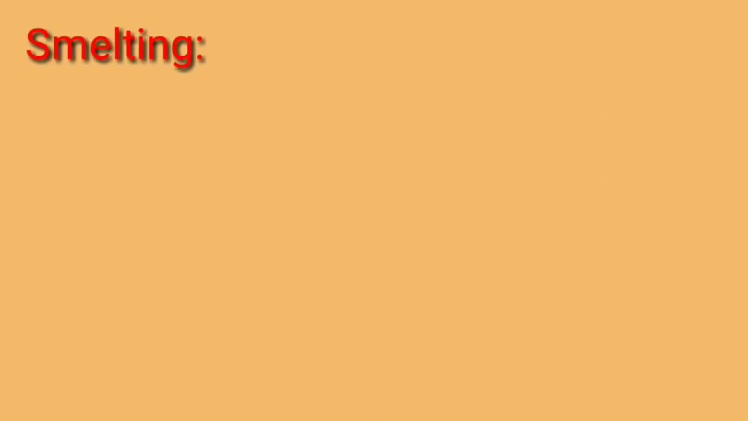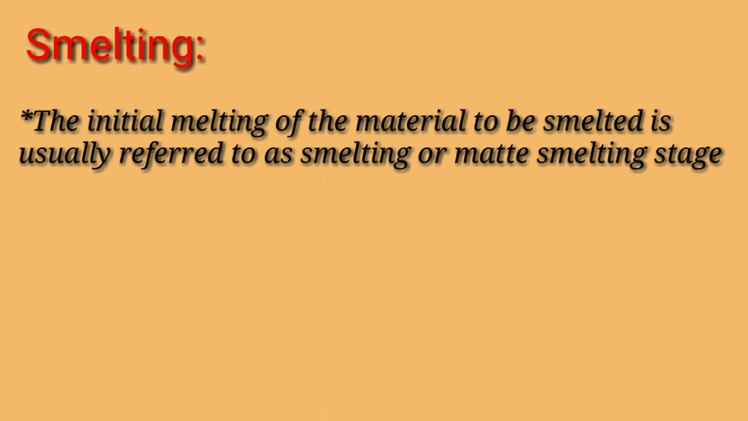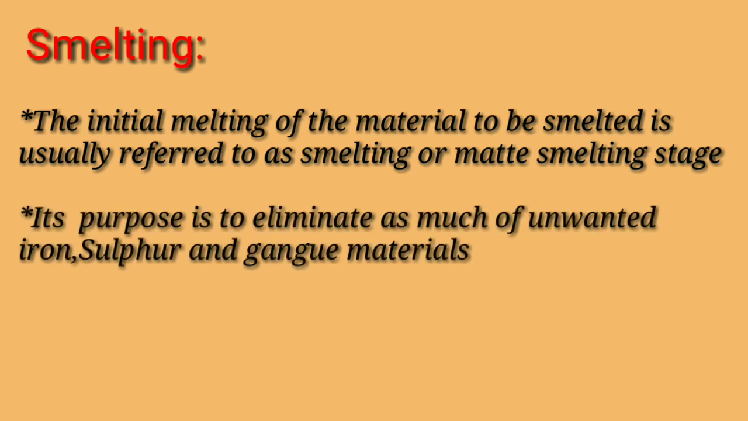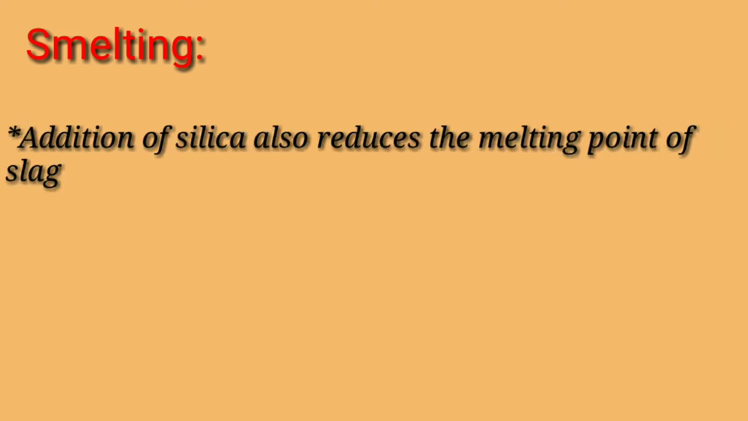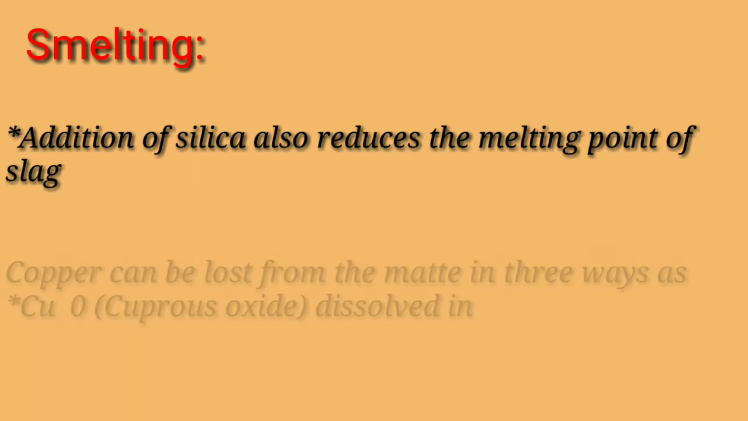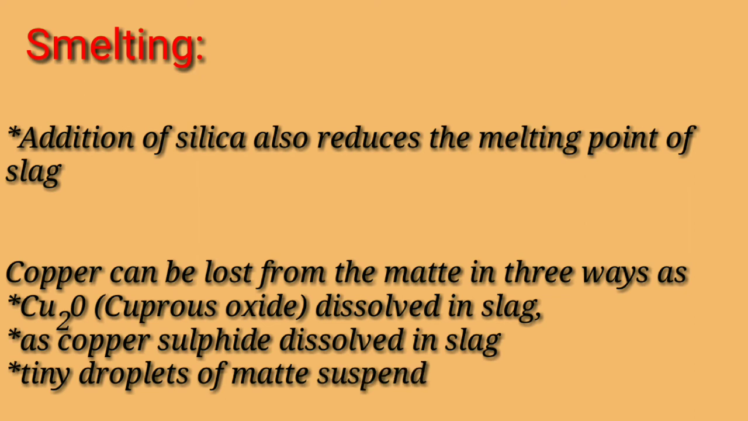Next is smelting. The initial melting of a material to be smelted is usually referred to as smelting or matte smelting stage. Its purpose is to eliminate as much of the unwanted iron, sulfur and gangue materials as possible. Copper sulfide and iron can mix, but when sufficient silica is added, a separate slag layer is formed. Addition of silica also reduces the melting point of the slag. Copper can be lost from the matte in three ways: as cuprous oxide dissolved in slag, as copper sulfide dissolved in slag, or as tiny droplets of matte suspended in the slag.